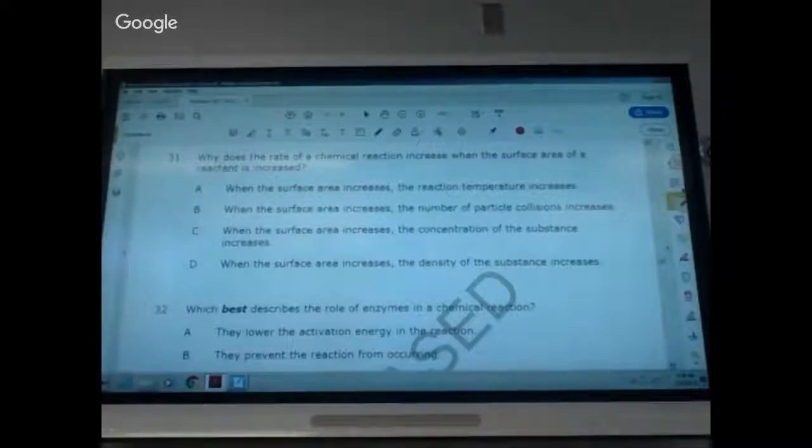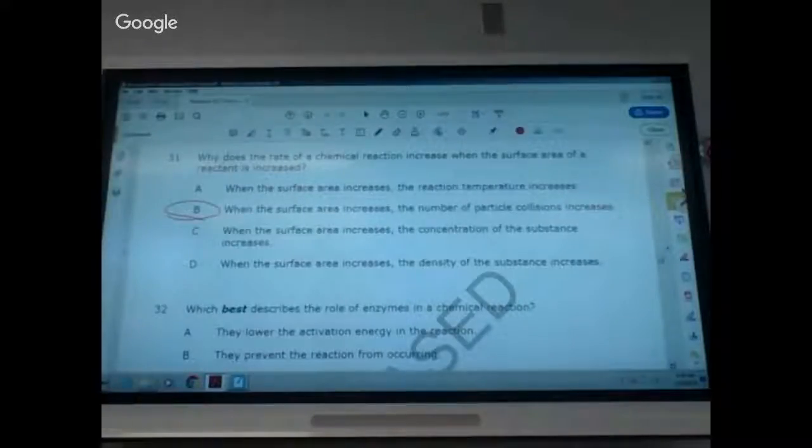All right. Why does the rate of a chemical reaction increase when the surface area of the reactant is increased? B. B is correct. If you increase the surface area, there's more area for collisions. All right.